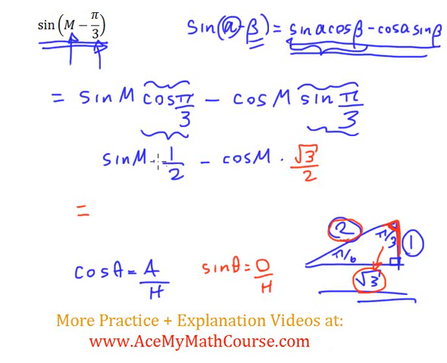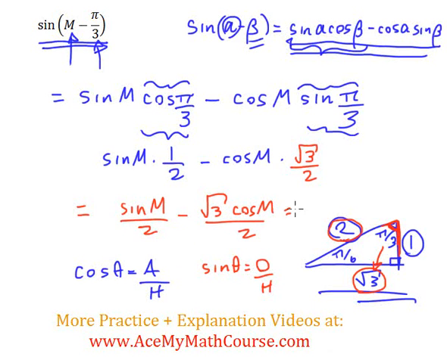Great. Now what do we have? Now I can just multiply them. I have sine m times half, which is sine m over 2. Whoops, I wrote sim. Incorrect. So sine m over 2 minus root 3 over 2 times cos of m. I'll just rewrite it as root 3 cos m over 2.